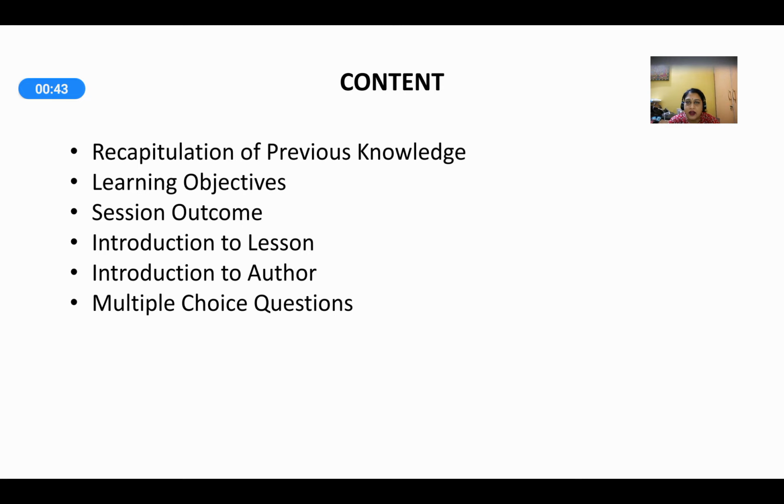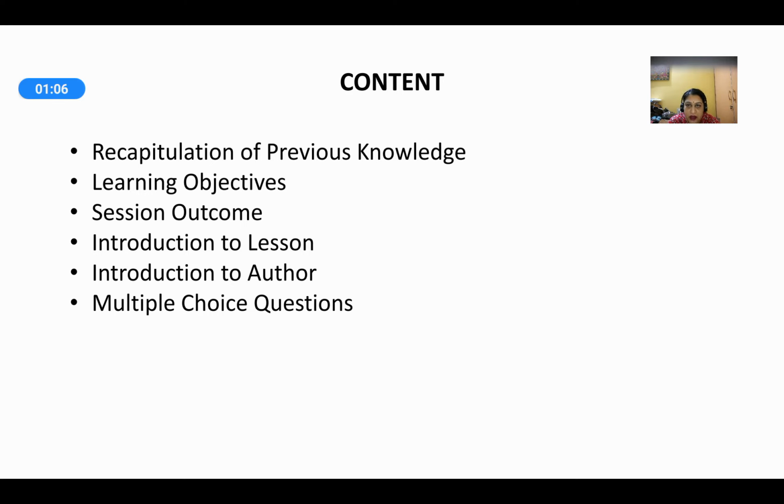Let us have a look at the contents of the session. First and foremost, we shall start with the recapitulation of previous knowledge. Knowledge here refers to all that we are aware of. At times, we will be aware of certain things, but then we will not be clear as to what it is that we know. So, any knowledge or any information that we are aware of becomes knowledge.